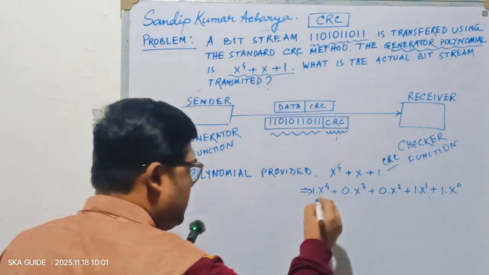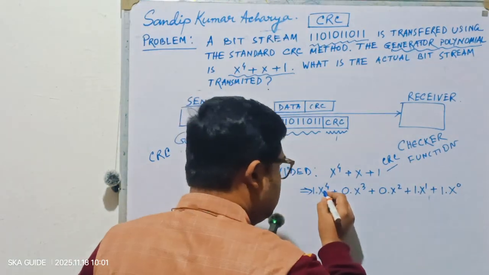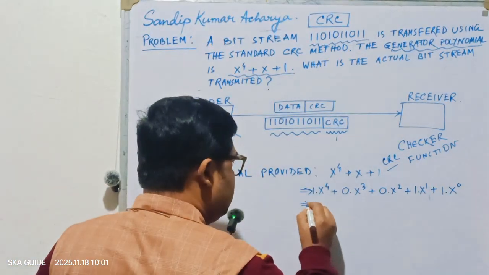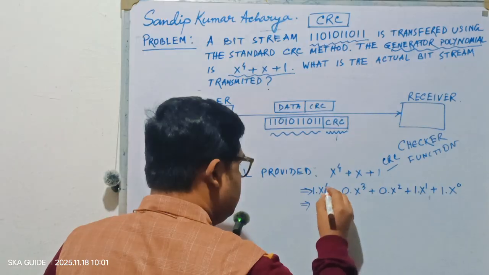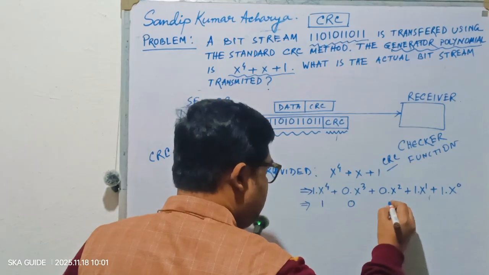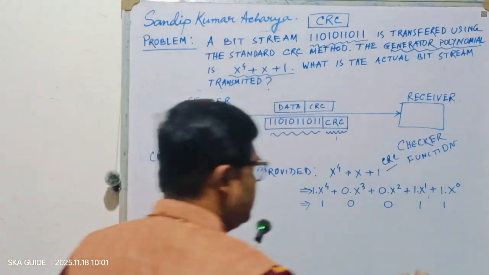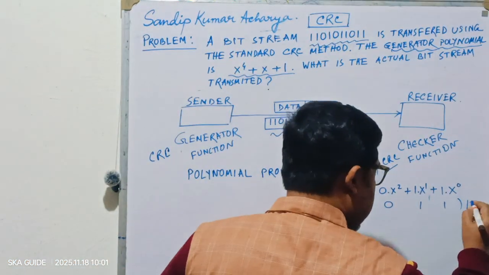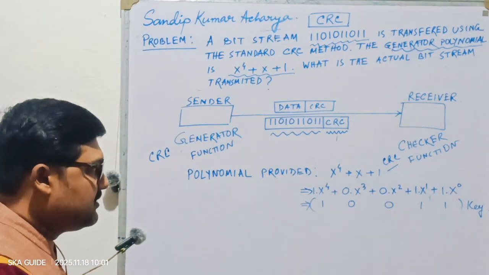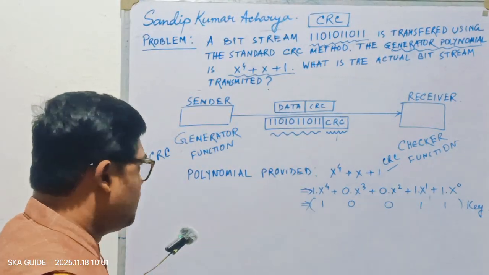So you can see the power is distributed gradually from high to low, here from 4 to 0, right? So now we are taking the coefficients only. For x to the power 4 we have coefficient 1. For x to the power 3 we have coefficient 0, like that, 0, 1 and 1. So this is our key. We have got it from the polynomial provided. With this key, we will generate the CRC code.